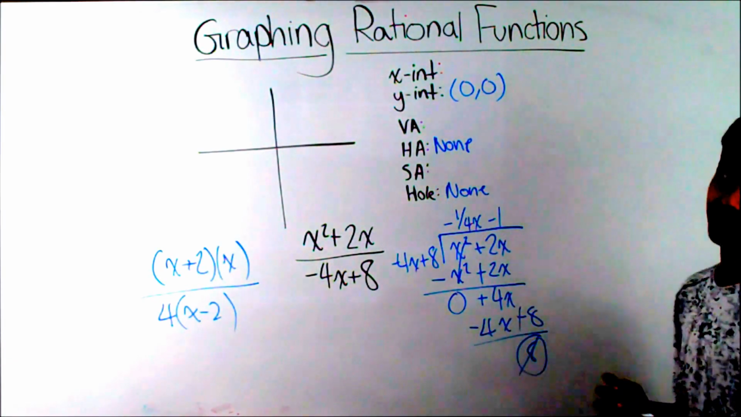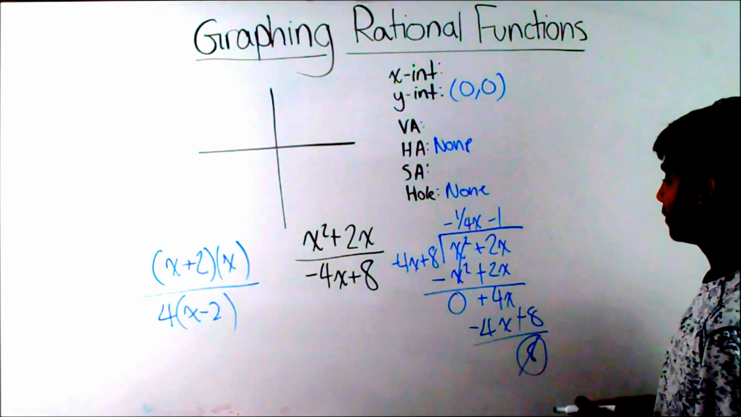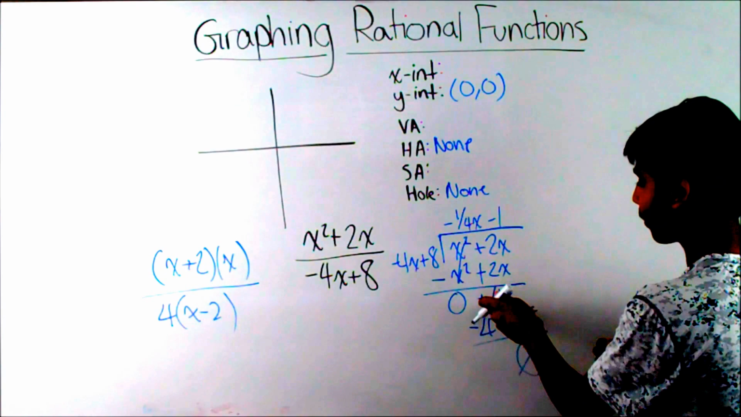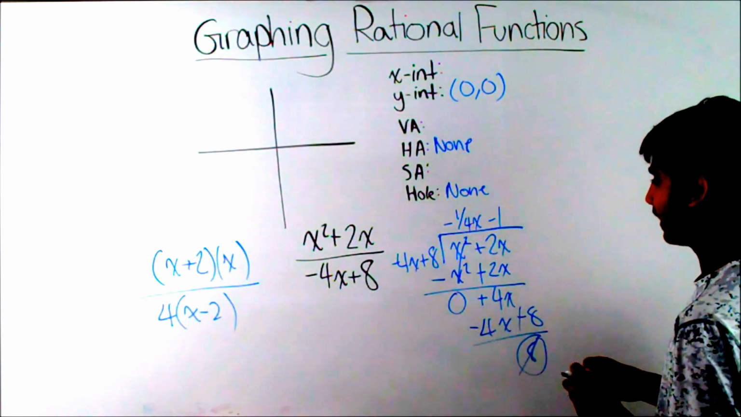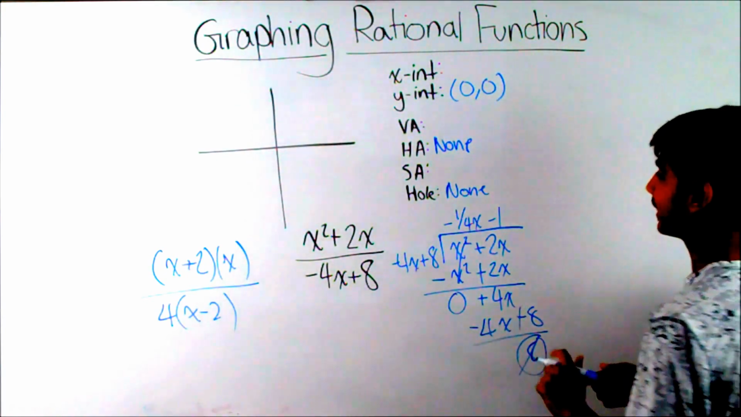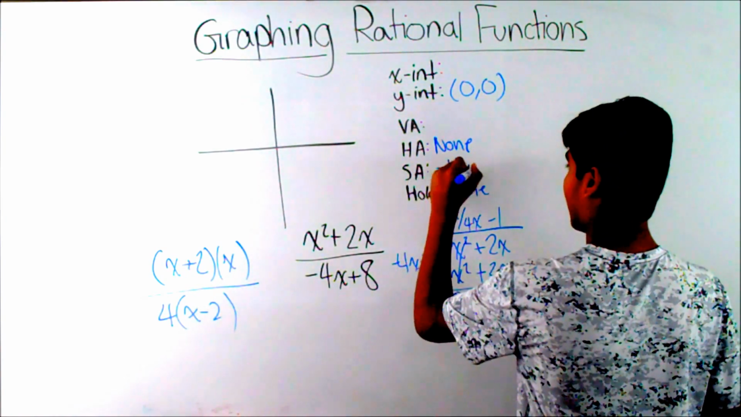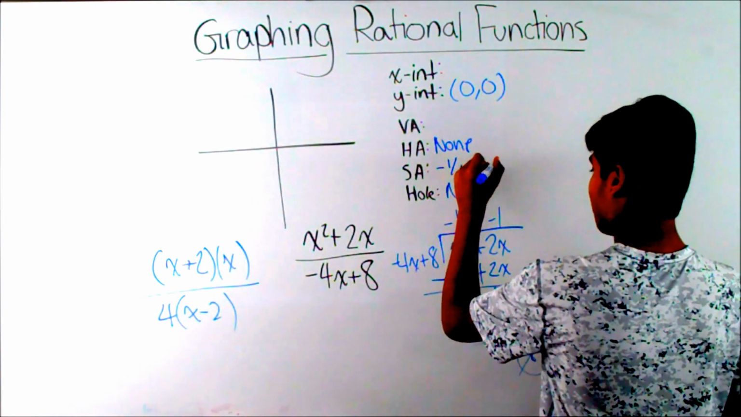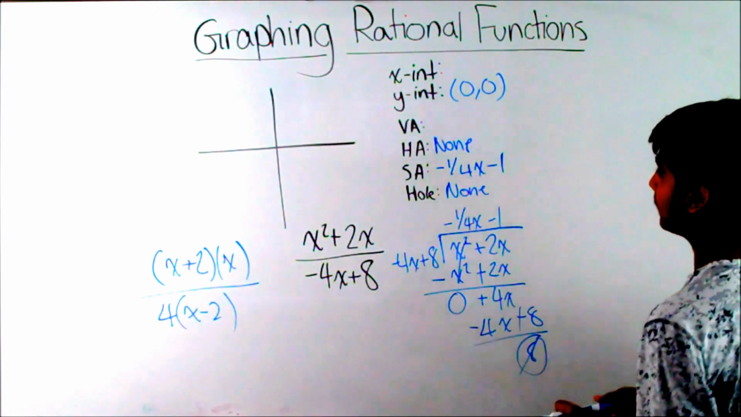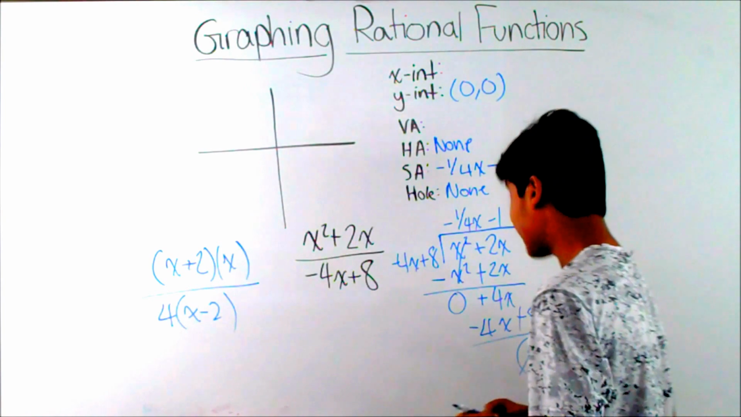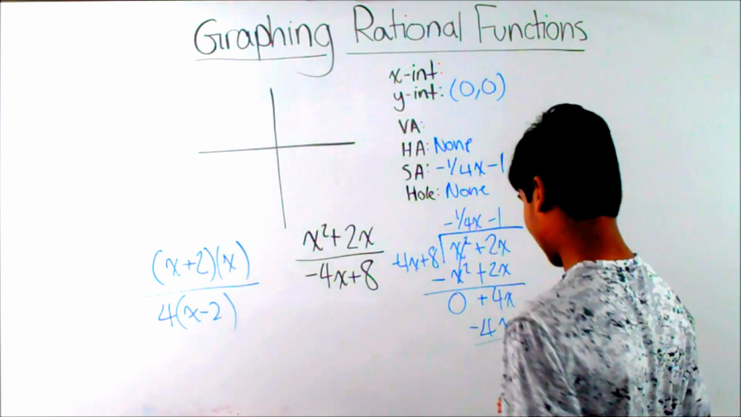Now we don't have to do anything with this 8. We don't care about the remainder, because all we needed to do was cancel out the x squared and the 2x. Or in this case, the 4x, because it got expanded to 4x. So our slanted asymptote is negative 1/4 x minus 1.